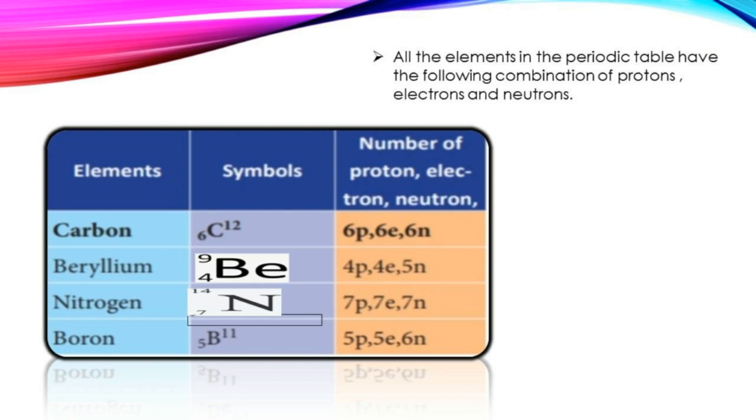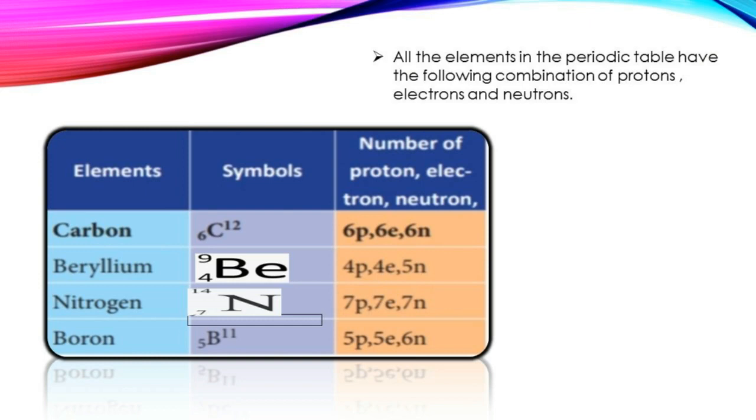Next, beryllium. What is the symbol of beryllium? It is Be-9, atomic number 4. So here, if the number of electrons is 4, the number of protons is also 4. The number of neutrons will be 9 minus 4 is equal to 5. So 4 protons, 4 electrons and 5 neutrons in beryllium.